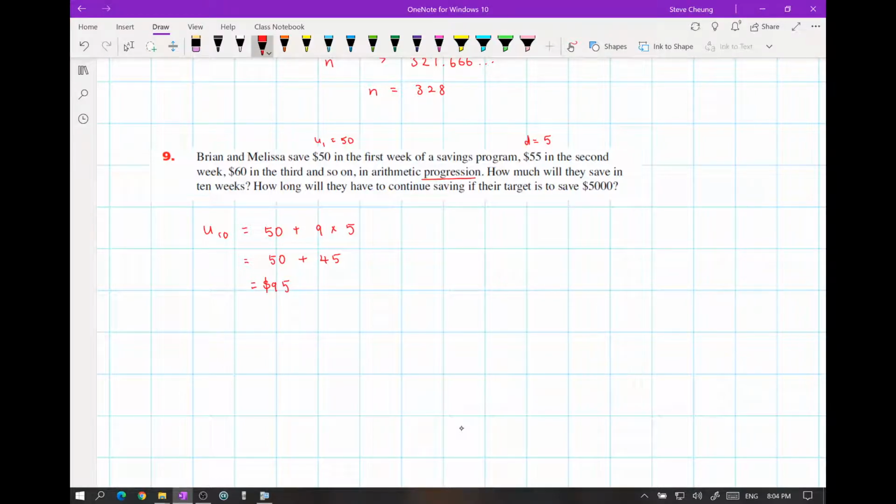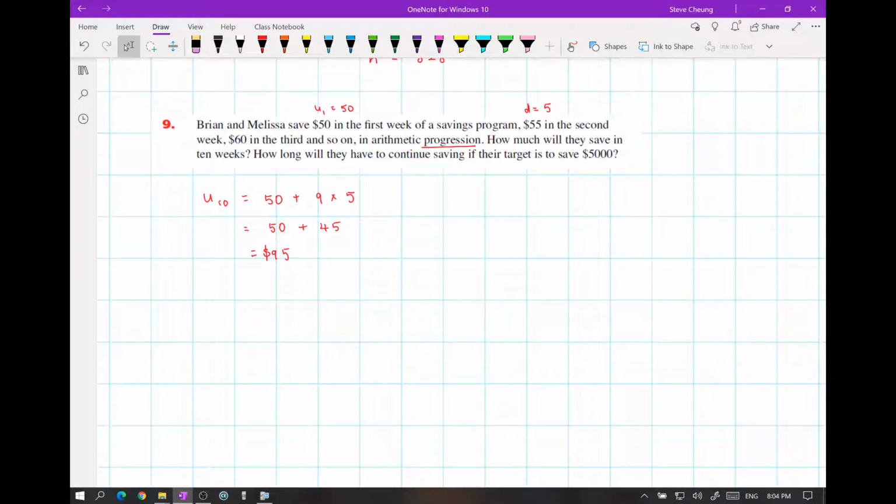And to answer the second part, how long will they have to continue so that they will save $5,000? Actually, you know what? I was wrong. I'm sorry. It's just how much would they save in 10 weeks, not in the 10th week. So we are actually summing up the first 10 weeks. So here we have n over 2 times 2 u1 plus n minus 1 times d.